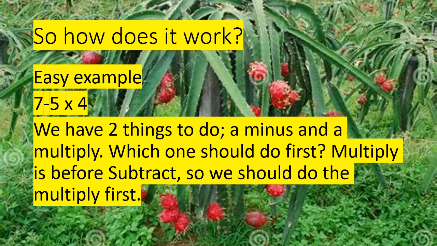So how does it work? So here's an easy example. 7 minus 5 times 4. We have two things to do, a minus and a multiply. So which one should we do first? So multiply is before subtract on the order list. So we should do the multiply first.